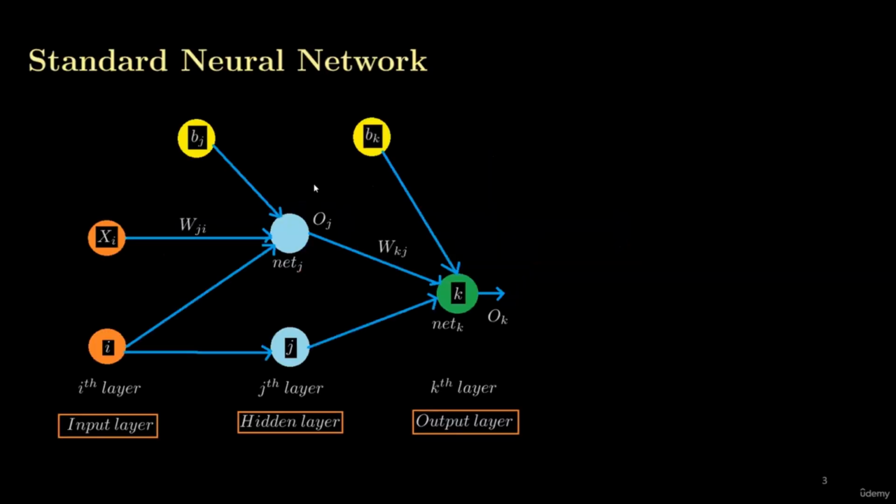So that is our standard neural network. We have net j and o j, and we have net k and o k. Now we have clearly understood what it means, that net j or net k are the input side of the neurons and o j are the activations of those inputs which we calculated.